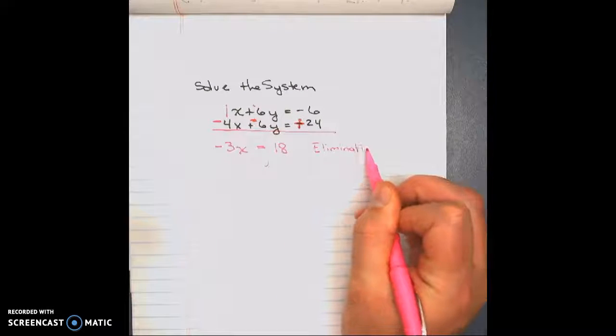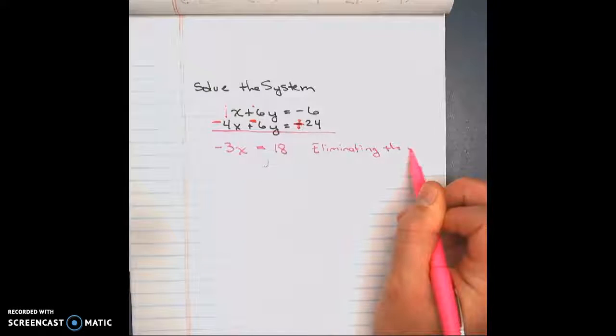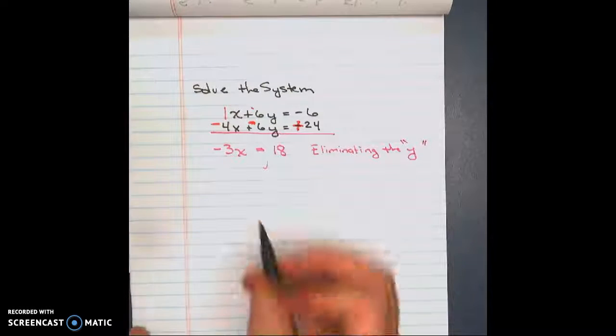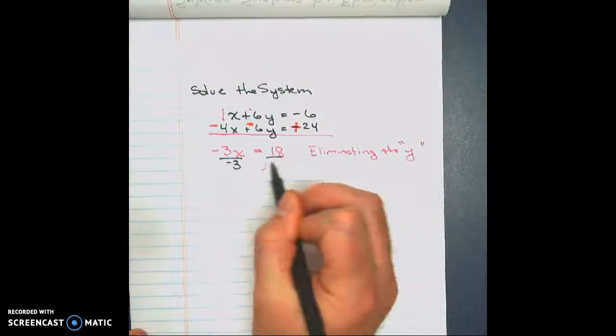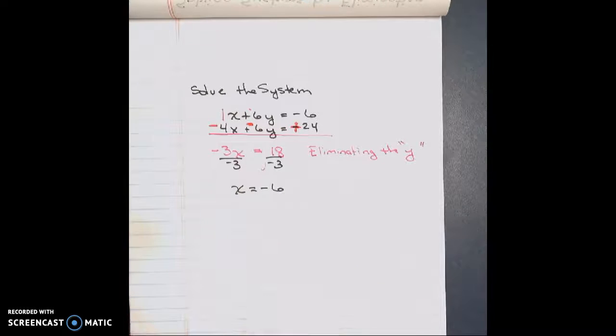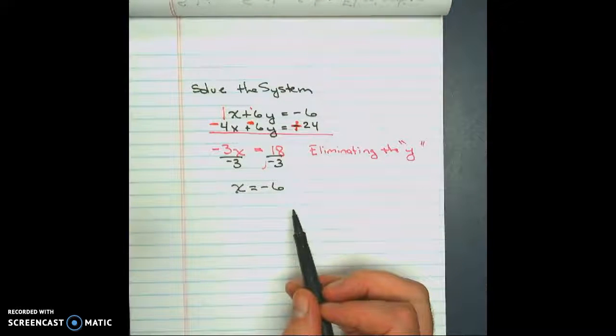By eliminating the y, I can now solve for the x. So to solve for this x, I'm just going to divide by -3. Whatever I do to one side, I do to the other. And I get x is equal to -6. Now again, I'm not done until I find the y.